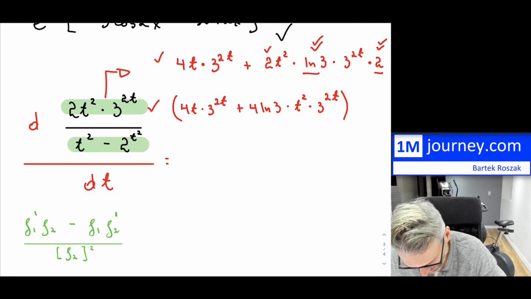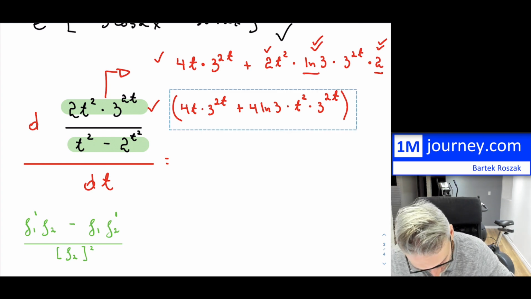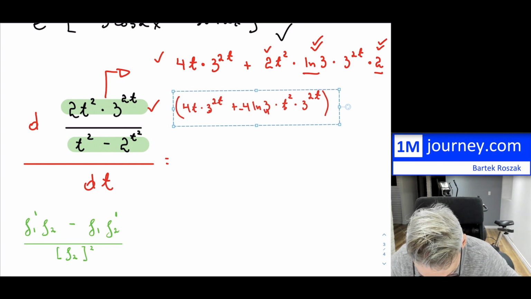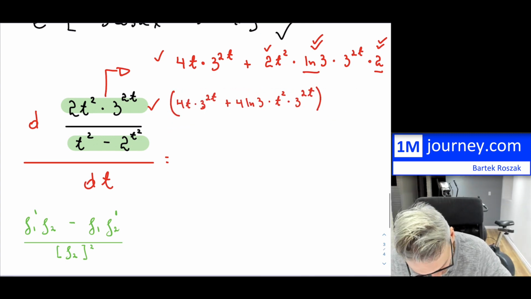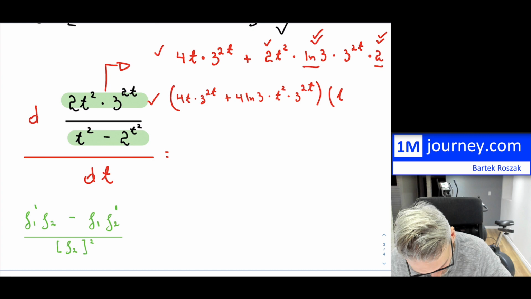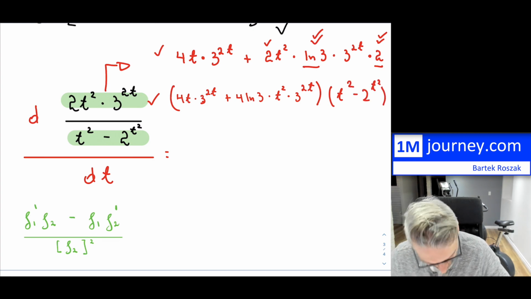So I have to take this, and let me make this smaller. There we go. And then this is going to be multiplied by t squared minus 2t squared, and then it's minus.